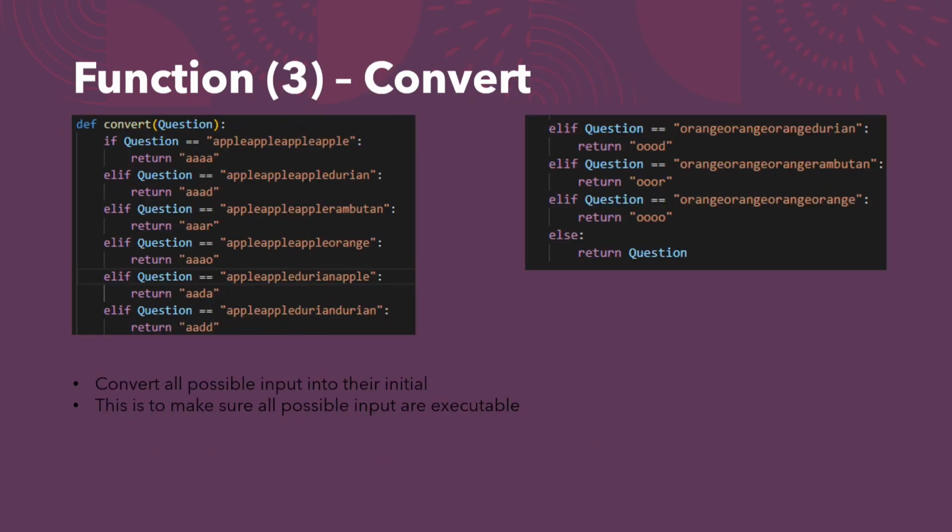So now we have the third function, which is convert, and this just converts any possible input into their initial, and this is to make sure all possible inputs are executable.